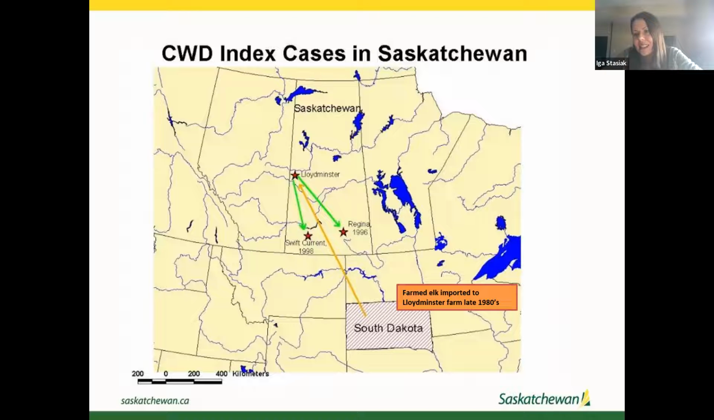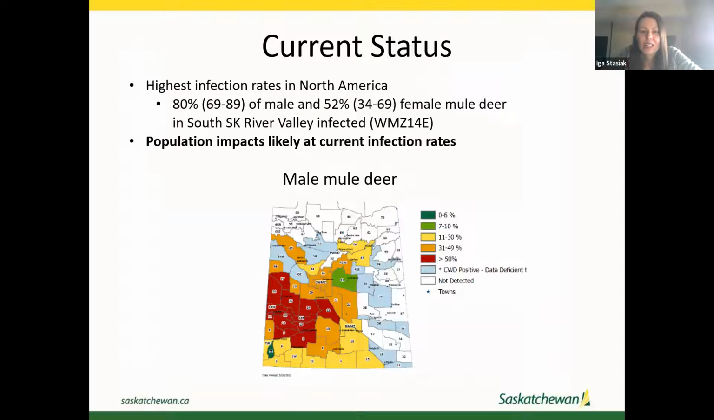Since then, the disease has spread considerably. Currently, we are seeing some of the highest rates of CWD anywhere in the world, here in Saskatchewan. This map shows some of our infection rates in our mule deer population, and we have rates exceeding 50% in areas of the province. Here in red, the South Saskatchewan River Valley is where we have some of our highest infection rates, as high as 80% in our male mule deer population, as high as 52% in our female population. At those rates, we expect to see population level impacts, and we are starting to see those impacts on our mule deer populations, and that is cause for concern.